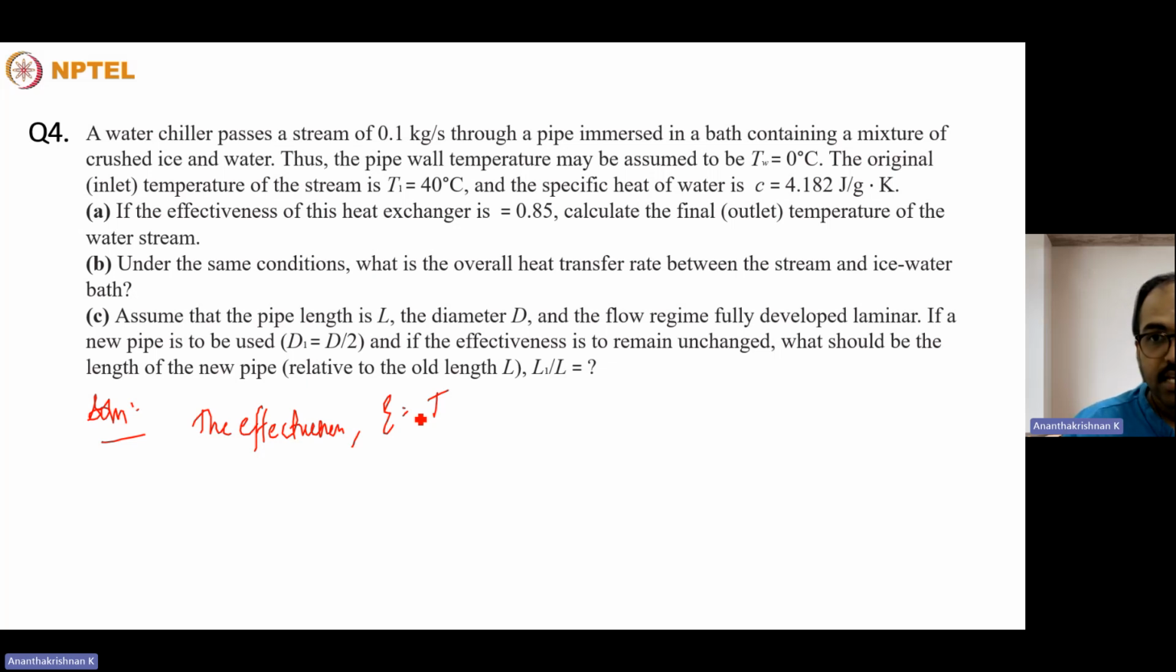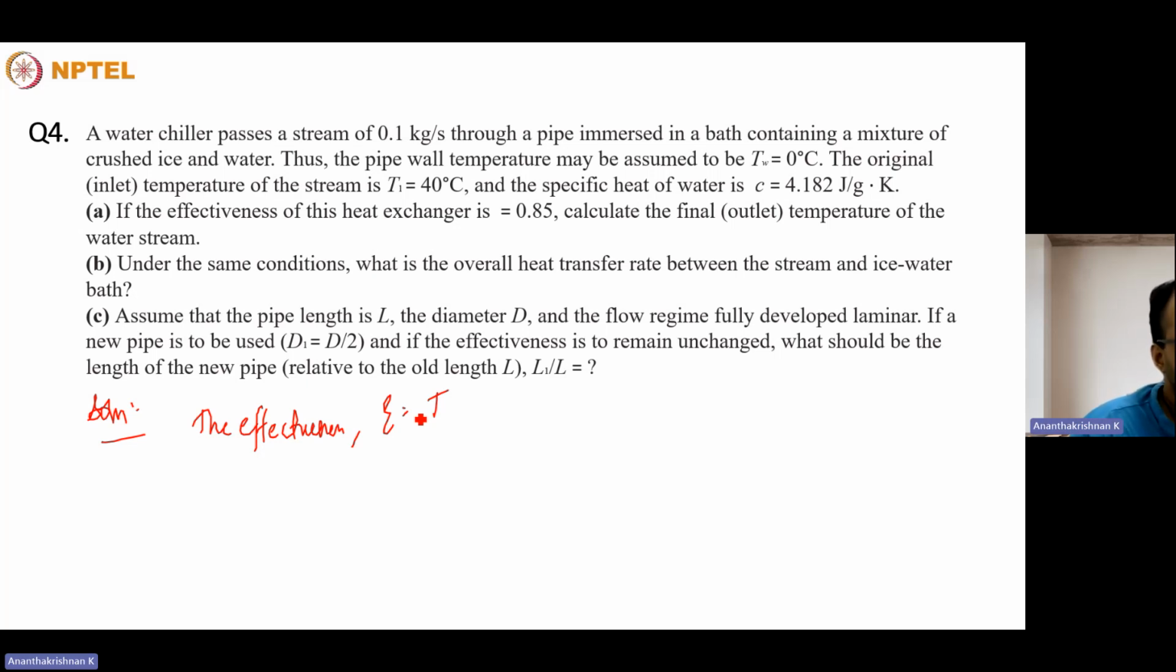So in this case, a water chiller passes a stream of 0.1 kilogram per second, immersed in a water bath containing a mixture of crushed ice and water. The pipe wall temperature may be assumed to be equal to 0 degrees Celsius. The original temperature of the stream is 40 degrees Celsius. We have to calculate the outlet temperature of the water stream.